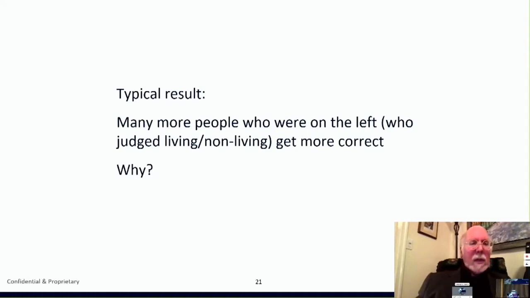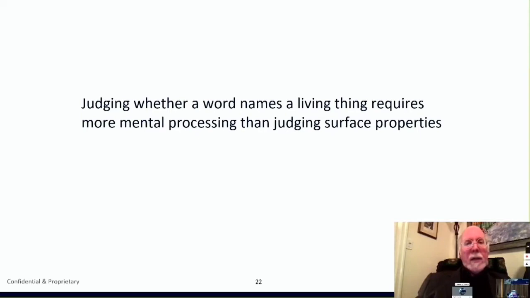Judging whether a word names a living thing requires more mental processing than judging surface properties, the way it's printed. In order to decide whether it's living or not, you have to remember whether it's an animal or a plant, or whether it moves or eats. You have to do more mental processing than just looking at what's in front of you and making a judgment on what you see. Next slide, please.